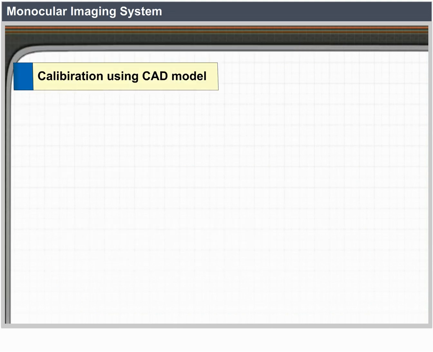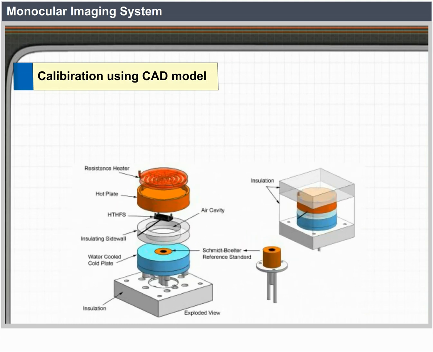Calibration using a CAD model. It is used to reduce the number of interactions. Pre-compute as many parameters as possible. More stable. Less user input required.